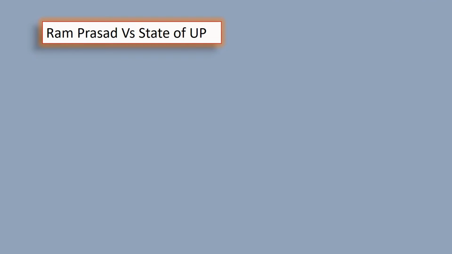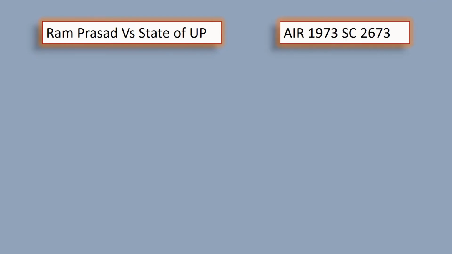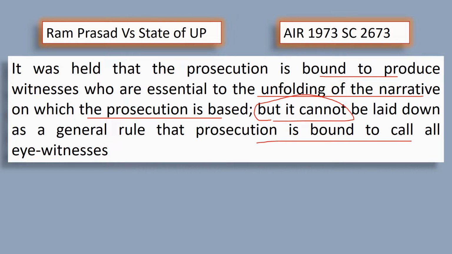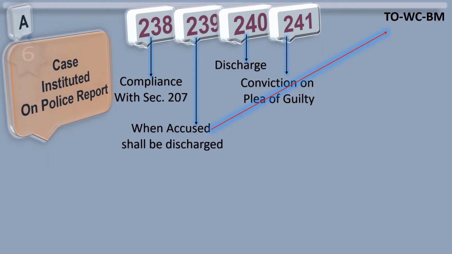Ram Prasad versus State of UP, AIR 1973, Supreme Court 2673. In this case, it was held that the prosecution is bound to produce witnesses who are essential to the unfolding of the narrative on which the prosecution is based. But it cannot be laid down as a general rule that the prosecution is bound to call all eyewitnesses. So if you have some witnesses who prove the case itself, you don't need to ask others to come as well.